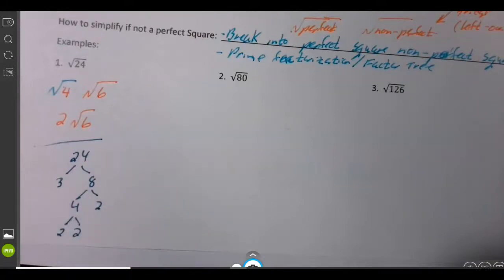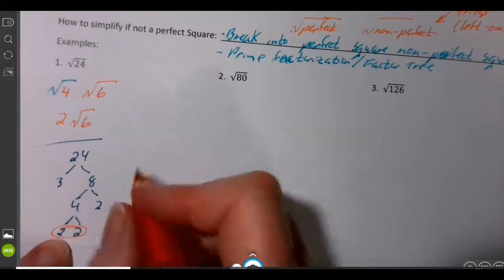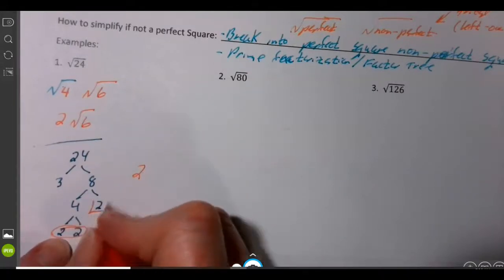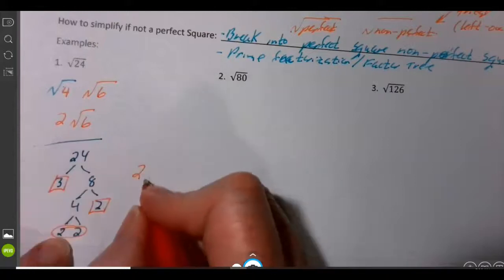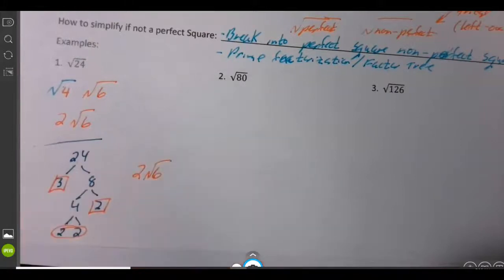Then what you want to do is you want to circle any that are a pair. See how this is a pair? So I would circle that one. That one comes out. That one gives me 2. These are my leftovers. They get multiplied back together and go back in.